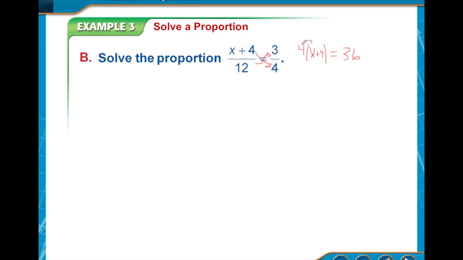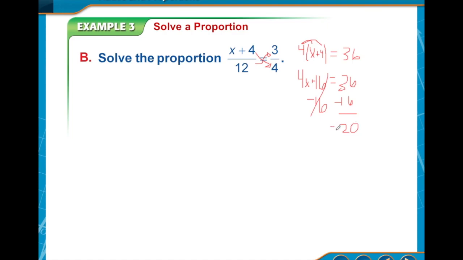So we distribute that 4 to both terms. So we should get 4x plus 4 times 4 is 16. And again, that's equal to 36. And notice what we have here. Now we have a two-step equation, which we've already talked about in this chapter. So if we subtract 16 from both sides, 4x would equal 20. Let's subtract 16 and minus 16. 16 minus 16 is 0, so that goes away. 36 minus 16 is 20.